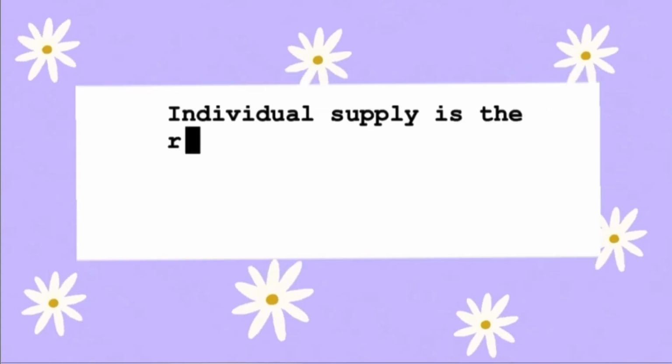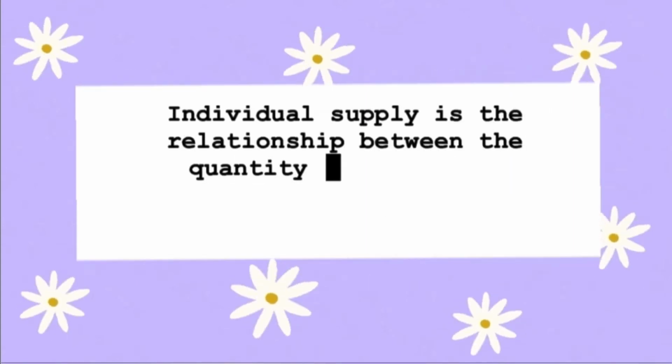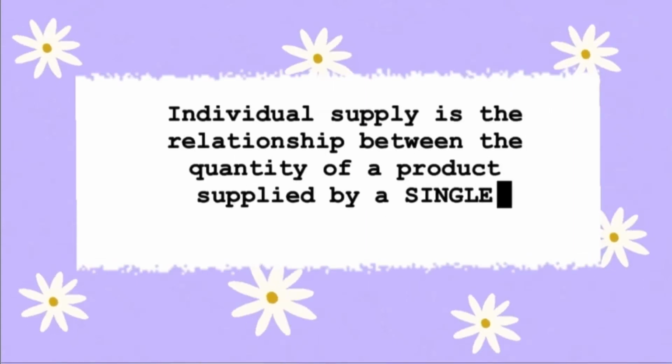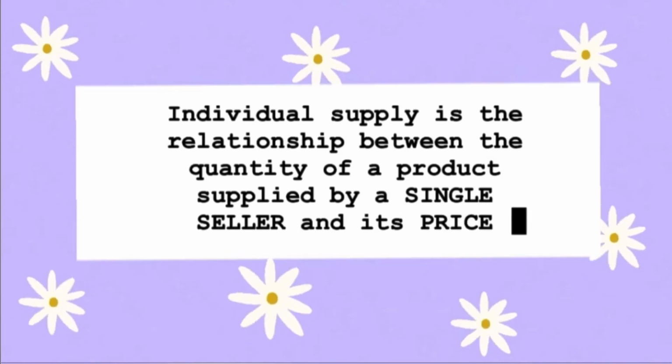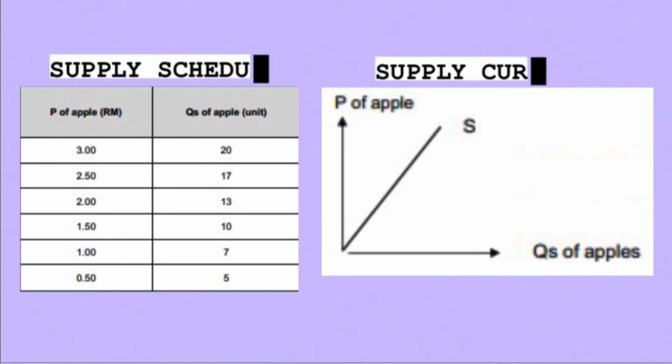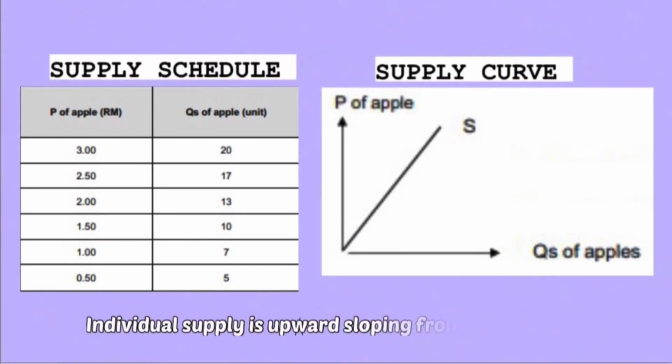Next, individual supply is the relationship between the quantity of a product supplied by a single seller and its price. Here is an example of an individual supply curve. As you can see, the supply curve for individual supply is upward sloping from left to right.